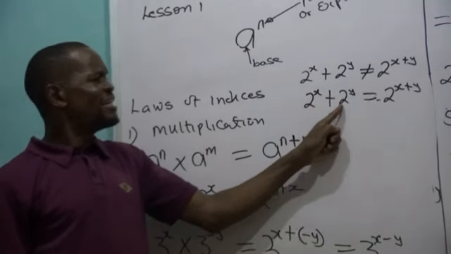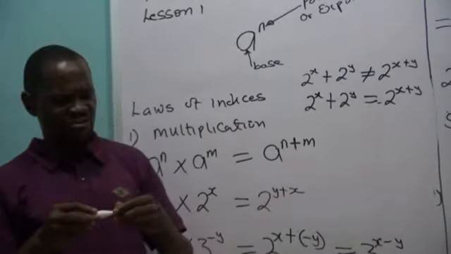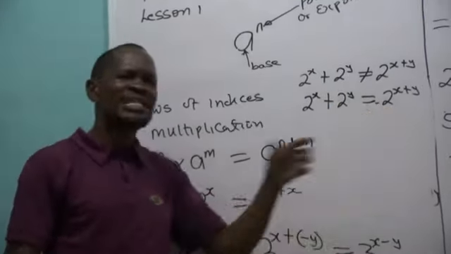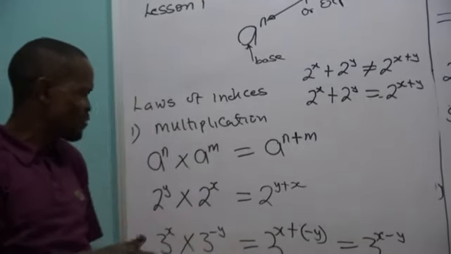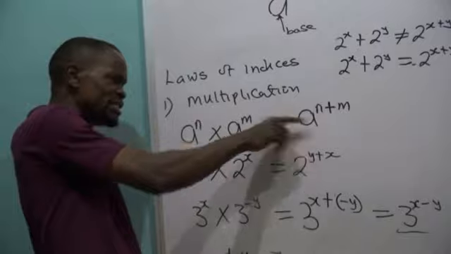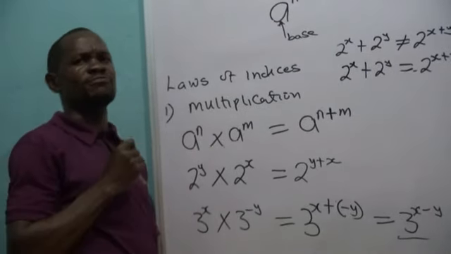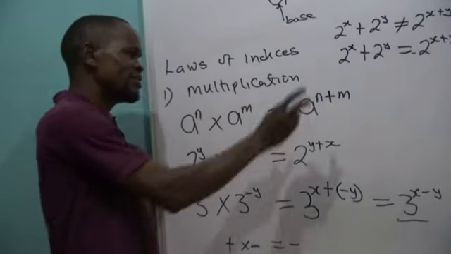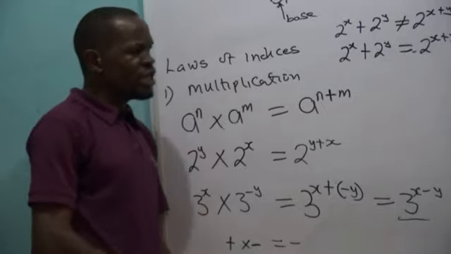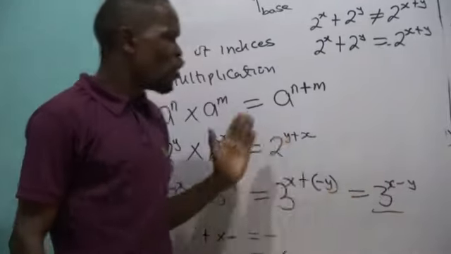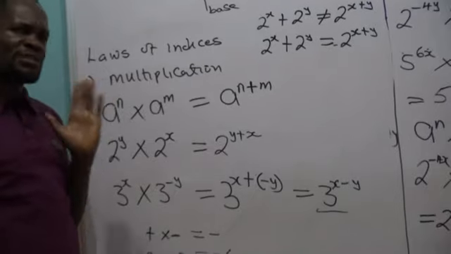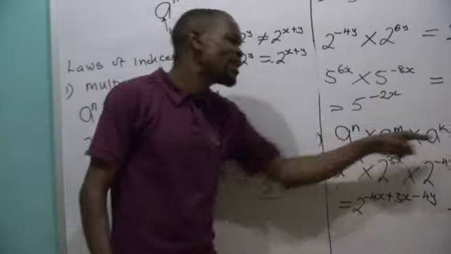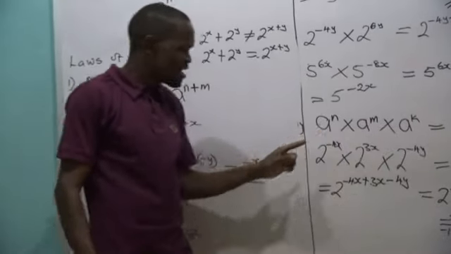The reason is that these are the same base, but they are not multiplying themselves. So for me to do this, they must be multiplying themselves. That's why I said the condition for me to do this, they must be multiplying themselves, and they must be of the same base. If otherwise, this will not be done. So note it. Even in 3 times or 4 times, they must be multiplying themselves. And when you look at this, these are multiplying this, these are multiplying this. That means they are multiplying themselves, and as they are multiplying themselves, they are of the same base.